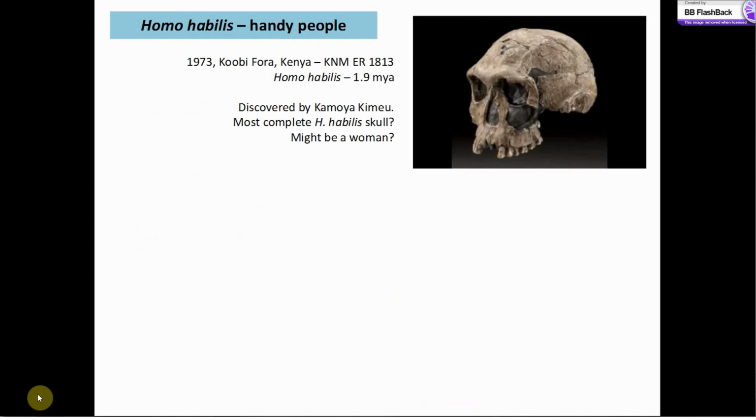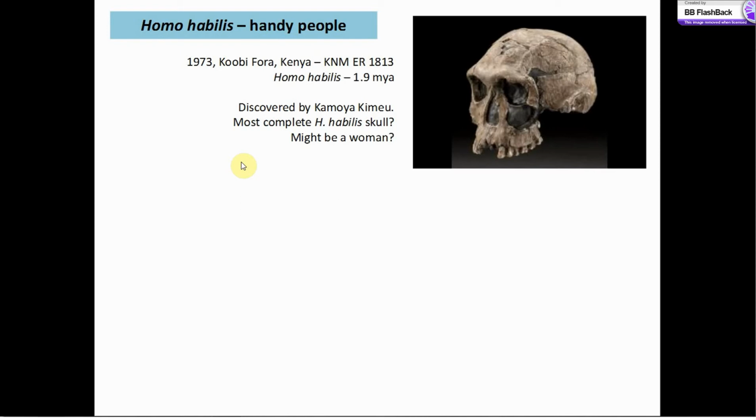So here are some Homo habilis fossils. These are some fossil flashcards for you. This guy is a pretty old one. That's why I include him here. KNMER 1813, a Homo habilis dating back to 1.9 million years ago. This is probably the most complete Homo habilis skull known. It might be a woman.